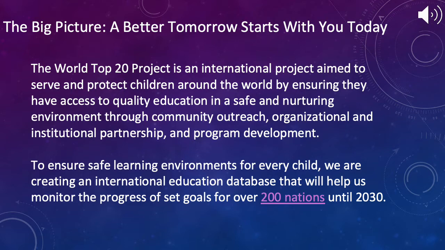The World Top 20 Project is an international project aimed to serve and protect children around the world by ensuring they have access to quality education in a safe and nurturing environment through community outreach, organizational and institutional partnership, and program development. To ensure safe learning environments for every child, we are creating an international education database that will help us monitor the progress of set goals for over 200 nations until the year 2030.